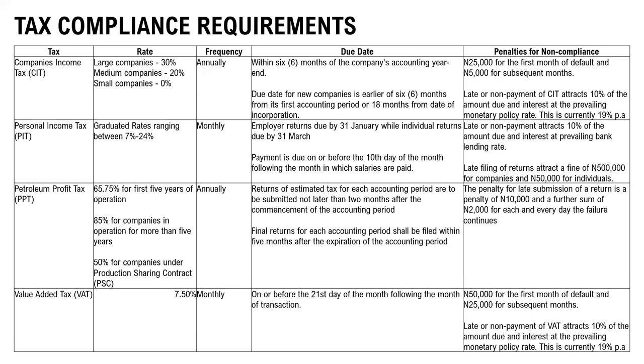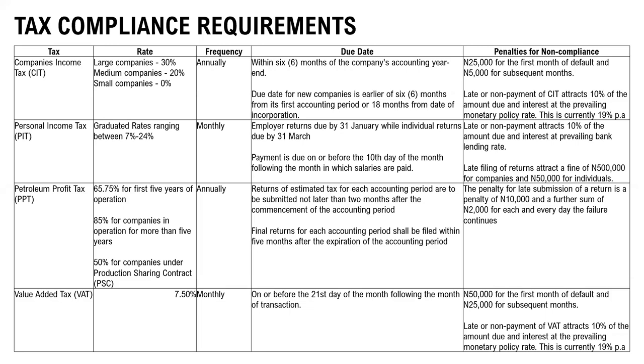Then there's another thing we call the employer's returns, due by 31st of January, whereas individual returns are due by 31st of March. These mean that all the returns for the entire year, from January to December, you should have remitted by 31st of January next year. So there's a computation they do. It's just like a tax audit. They want to check if you remitted all the pay for your staff, right?